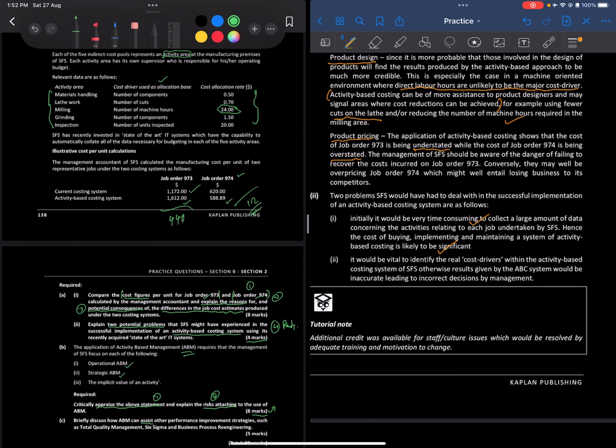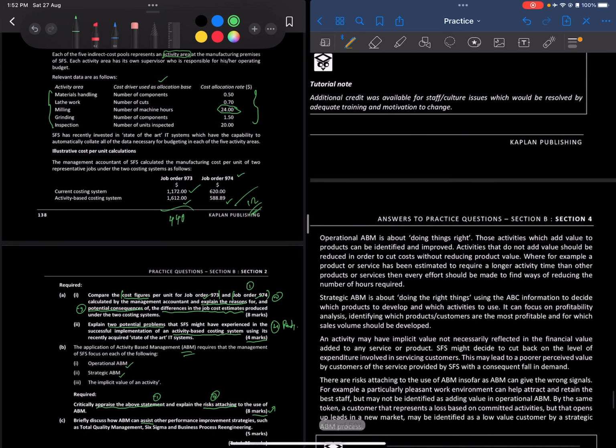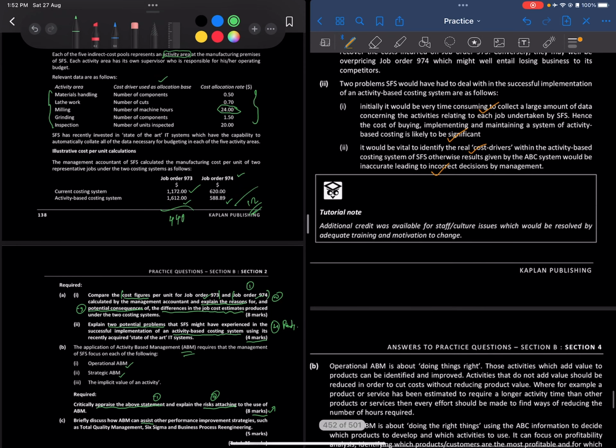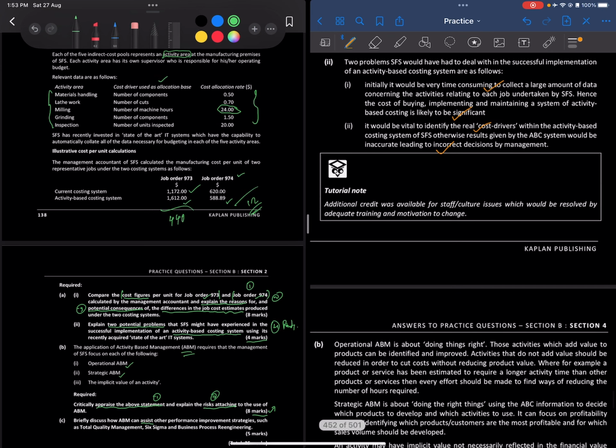And then another thing is basically cost drivers, right? It's vital to identify them, otherwise the results given by ABC could be inaccurate, leading to incorrect decisions, right? Those are the 2 things that happen. For 4 marks, 2 points, 2 marks each. So basically 1 point for time consuming large data, and then you could say the cost of implementing and maintaining ABC costing is likely to be significant. For the second thing, identifying cost drivers is very important, and if it's identified incorrectly, it will lead to incorrect decisions. So there are 2 points within that itself. That's why they are giving 2 marks there, 1 for each.